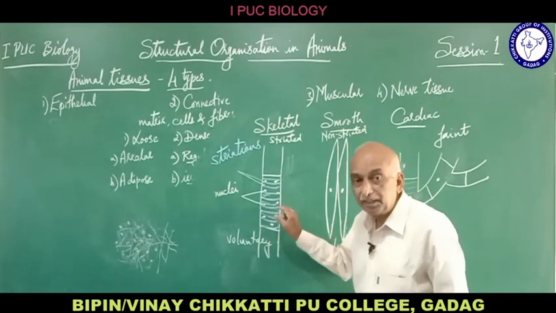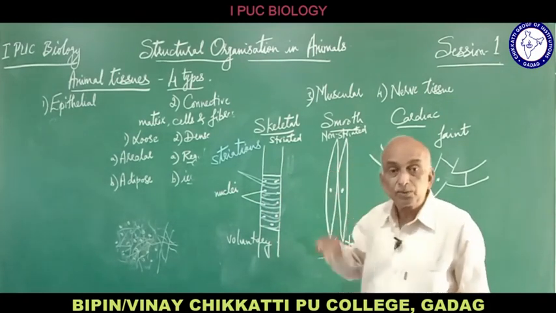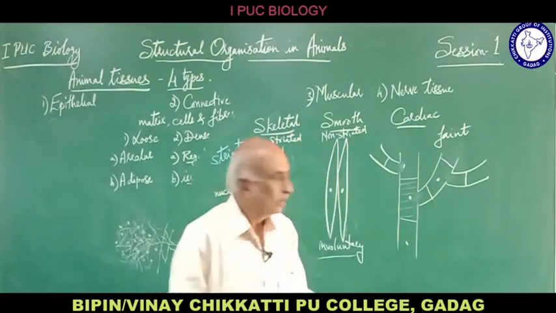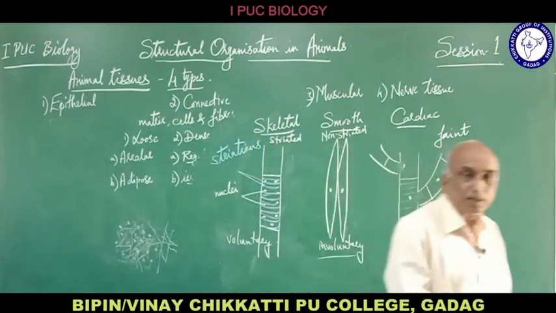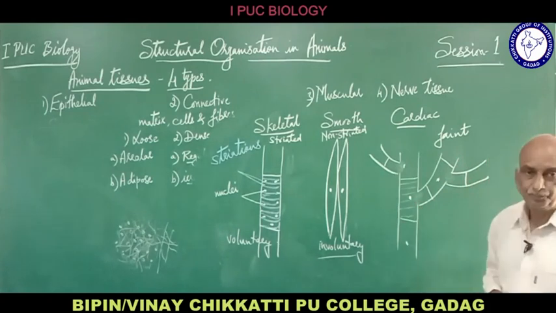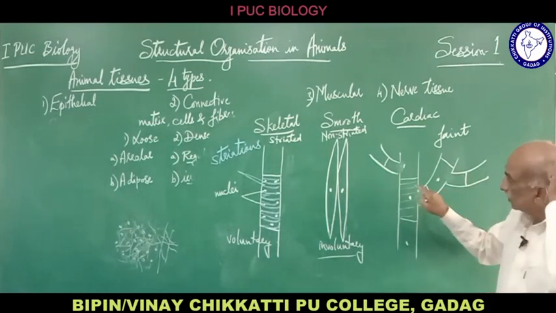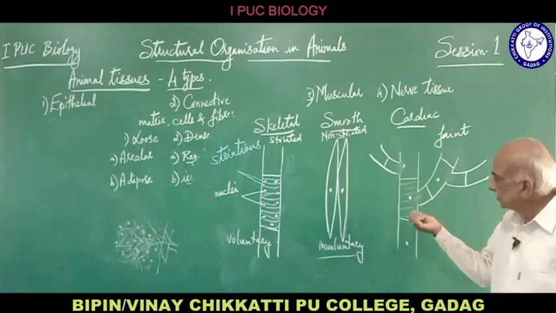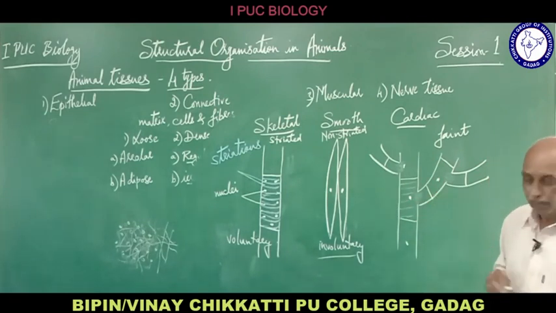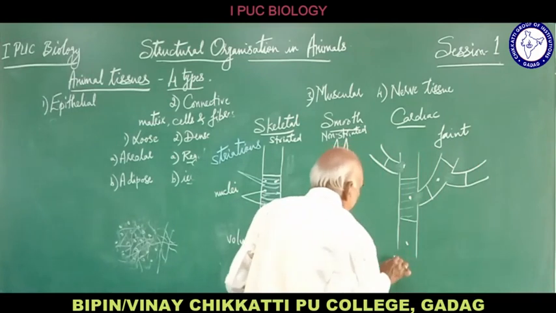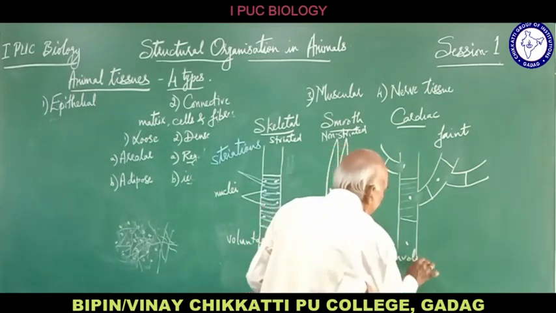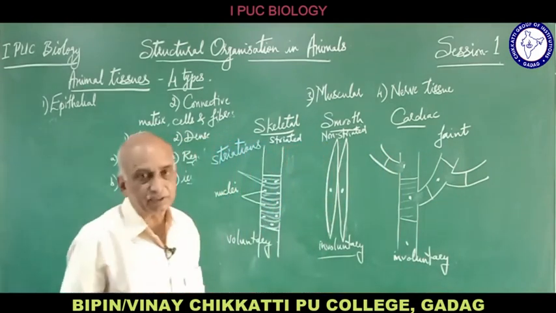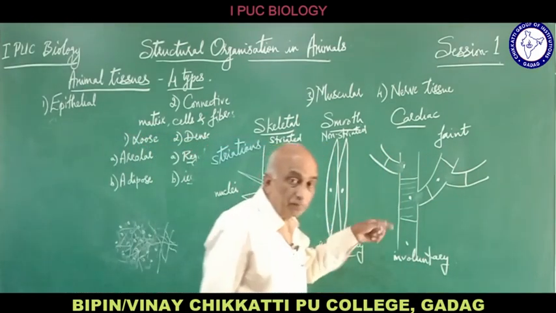Here there are clear striations. That is also very important. The striations are very distinct and clear here, but in this one the striations are not clear. They are somewhat faint, and the cells are uninucleated, cylindrical, branched, and again these are involuntary in function. That means they are not functioning according to our will and wish. They are present in the wall of the heart.